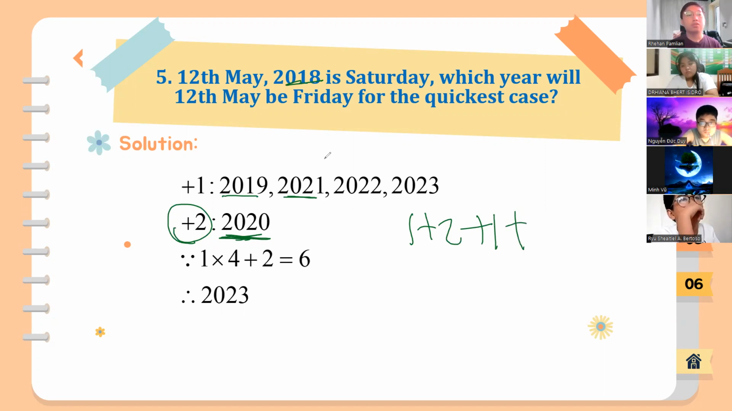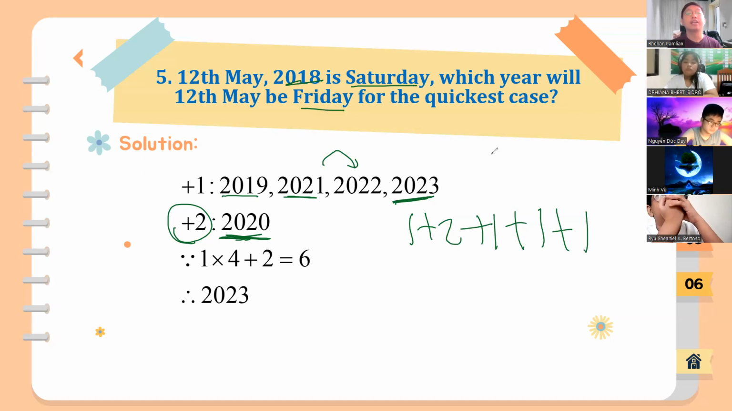And then going to 2022, that's another 1. And then going to 2023, that's another 1. Okay. So why are we stopping with 2023? Because we know it's Saturday, right?